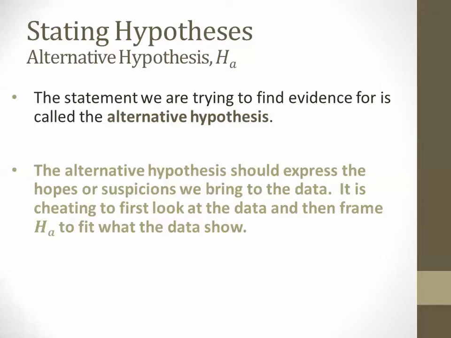Sometimes we're trying to find evidence that somebody's cheating on something, say they're putting more defective pieces into a shipment than they should be. And so that would be a suspicion that we're bringing to the data. And either way, we're expressing those in the alternative hypothesis. And we have to state those before we look at the data because we are cheating when we look at the data and frame the alternative hypothesis to fit what the data seems to already show.